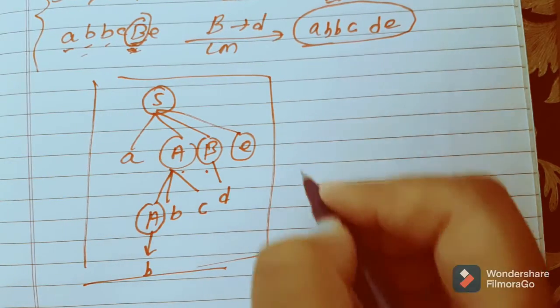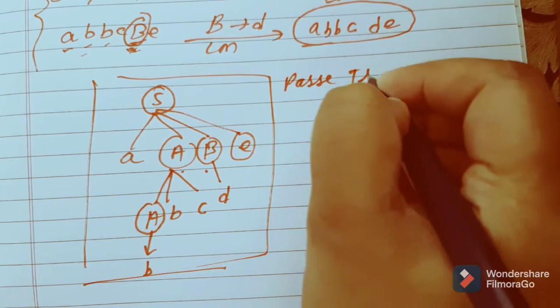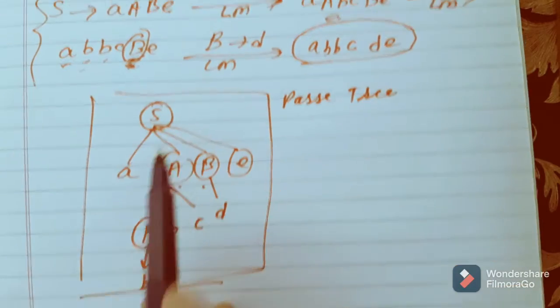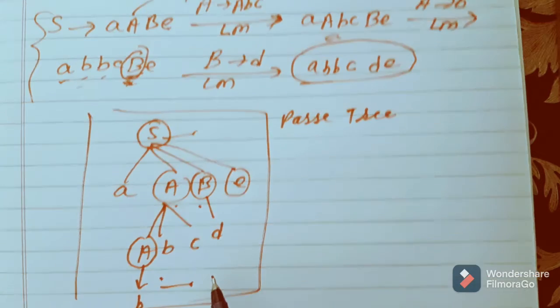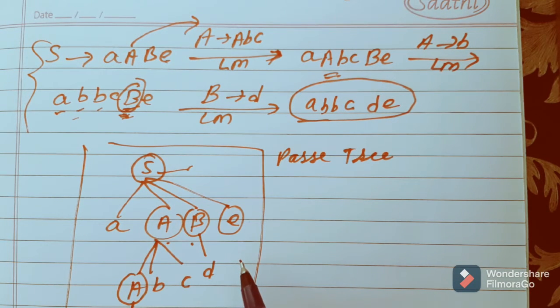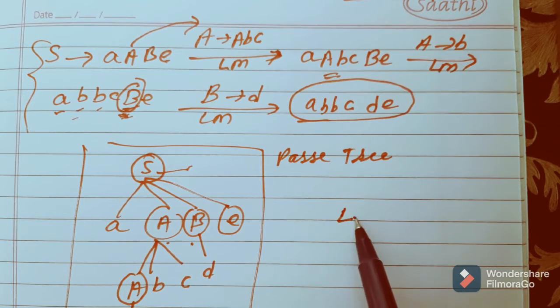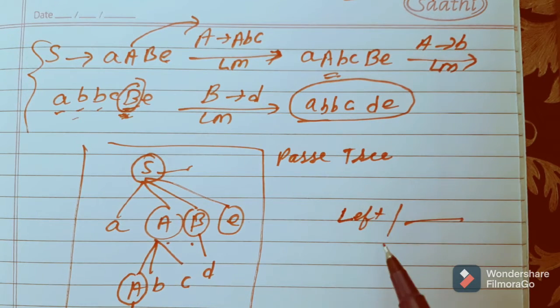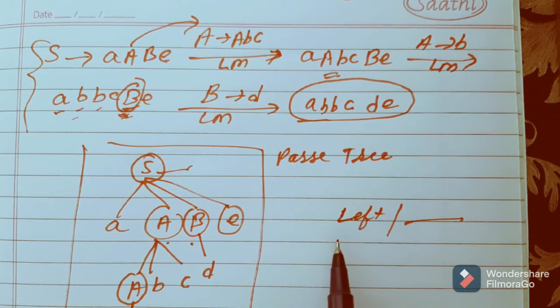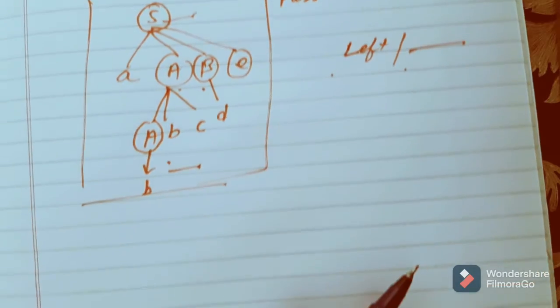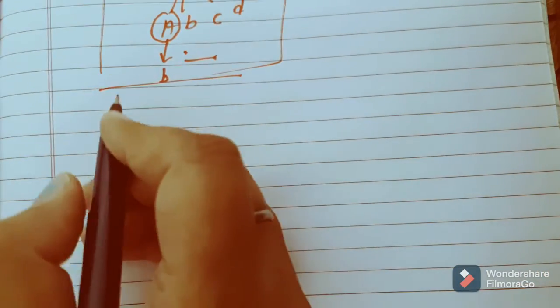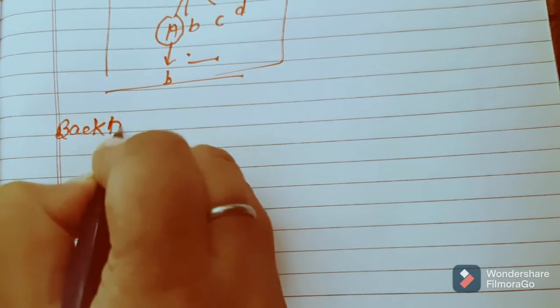This tree is created from top to bottom. This is the top, this is the bottom. The root is known as the top, and it follows the leftmost derivation, and when two alternatives are given, it takes the first left one, because it works from left to right.